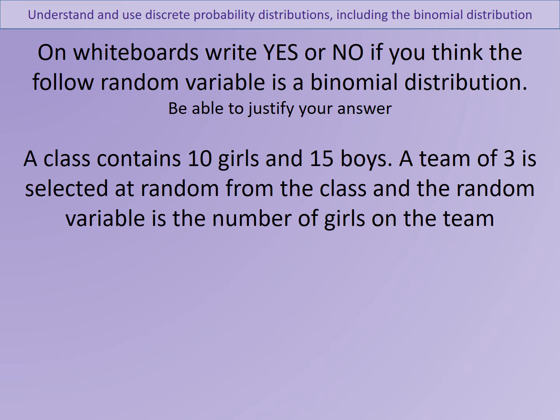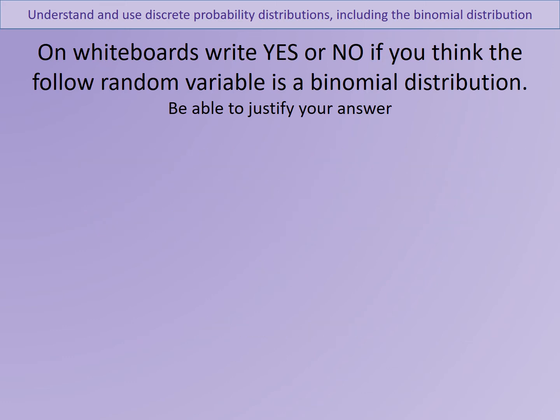A class contains 10 girls and 15 boys. A team of 3 is selected at random from the class and the random variable is the number of girls on the team. Is this binomially distributed? No. Why? The probabilities are not independent. As soon as one class member has been chosen, the probability of choosing the next class member will be dependent on who was taken in the previous selection.